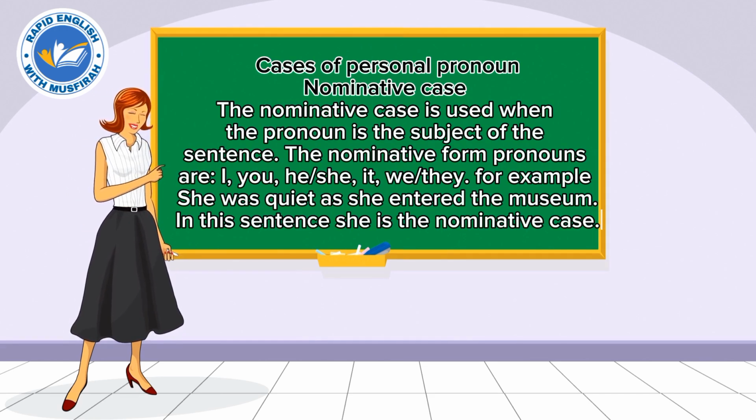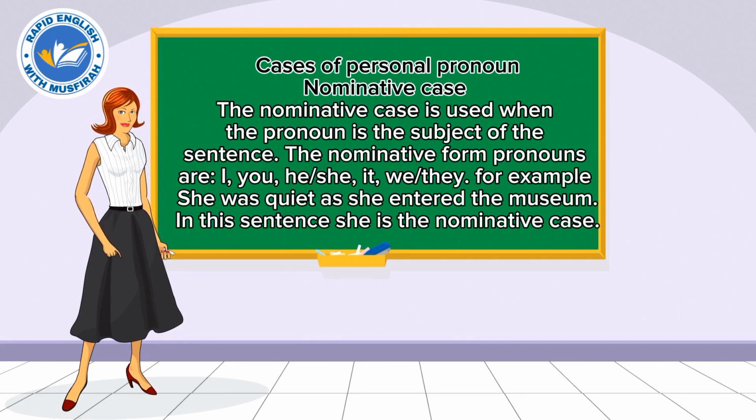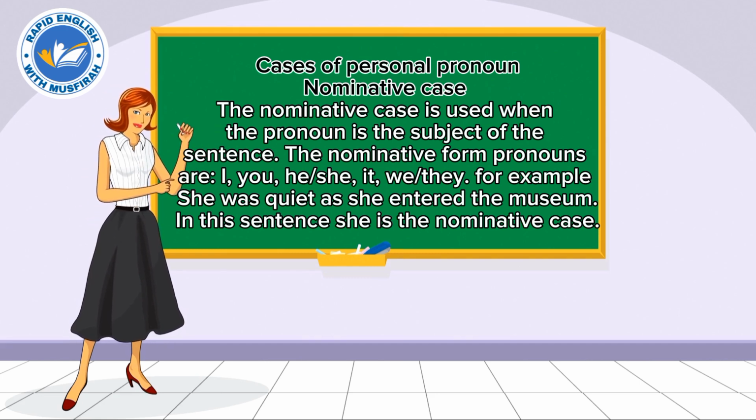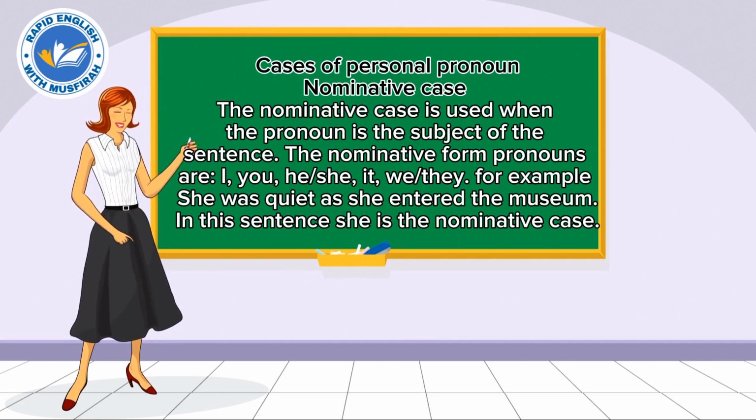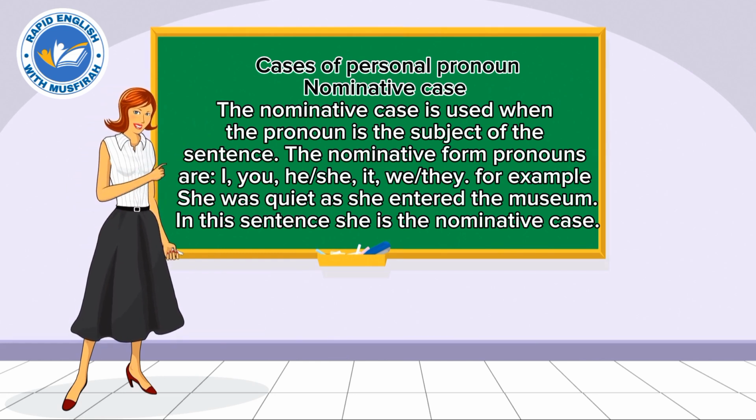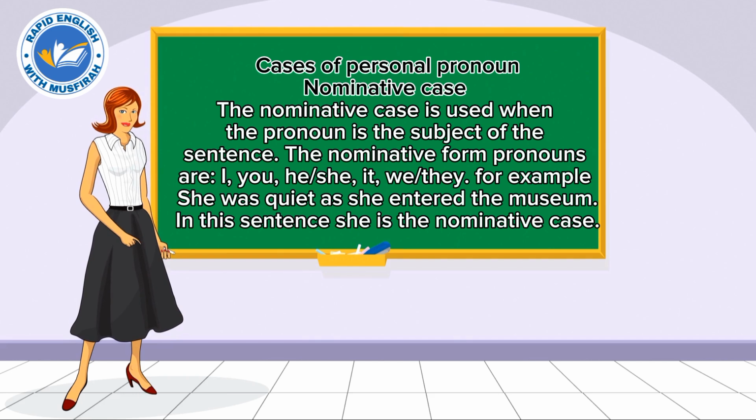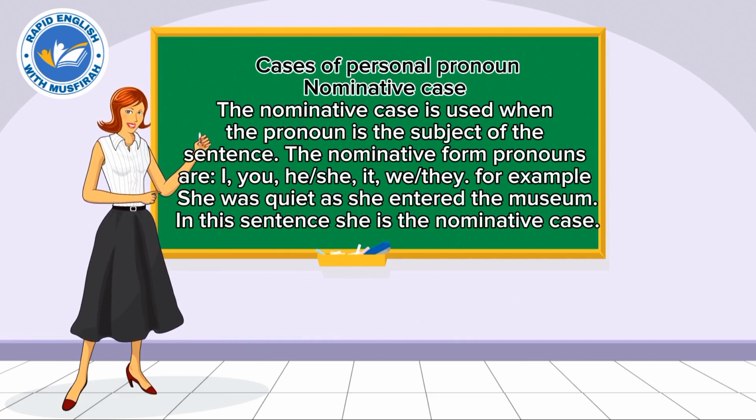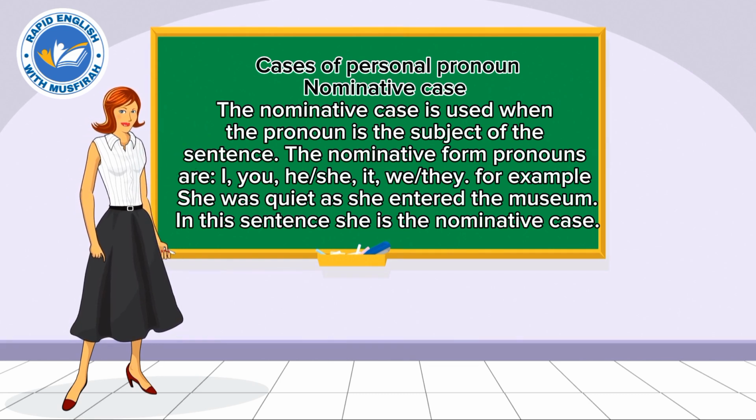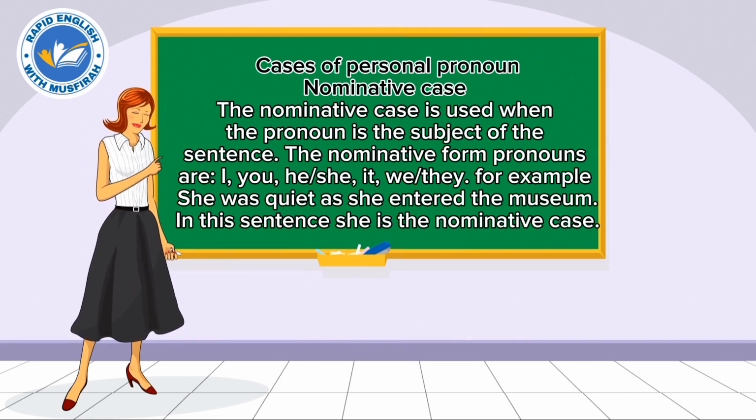Cases of personal pronoun. Nominative case. The nominative case is used when the pronoun is the subject of the sentence. The nominative form pronouns are I, you, he, she, it, we, they. For example, she was quiet as she entered the museum. In this sentence, she is the nominative case.